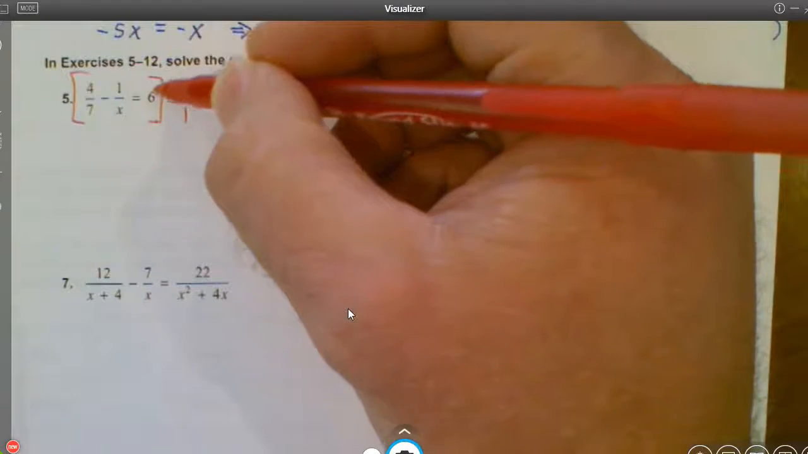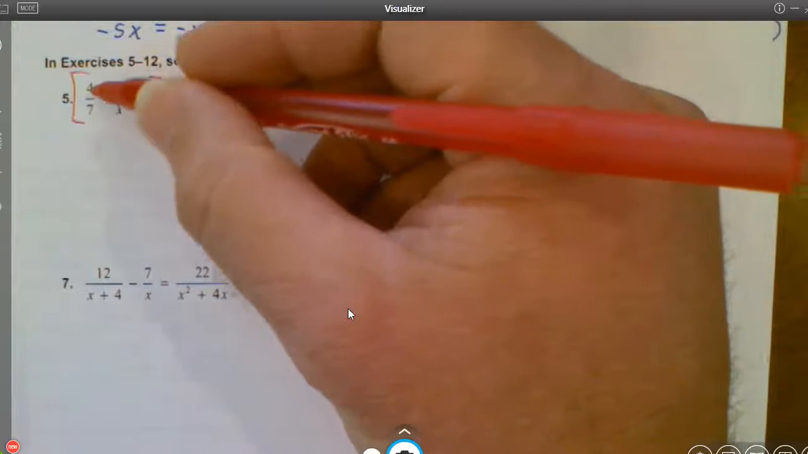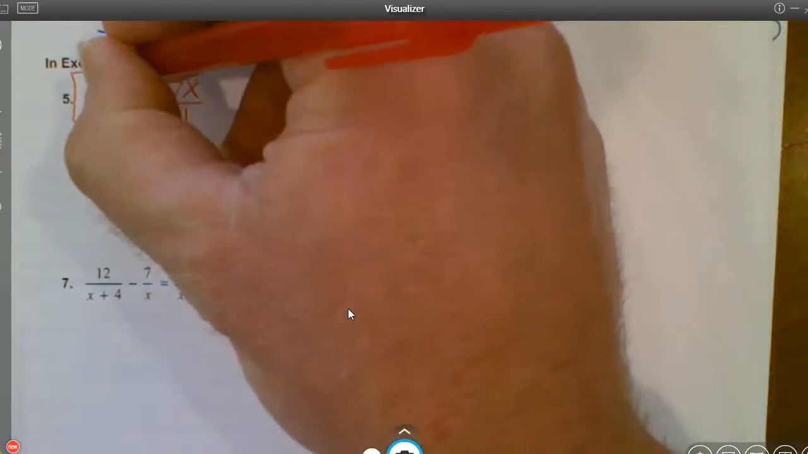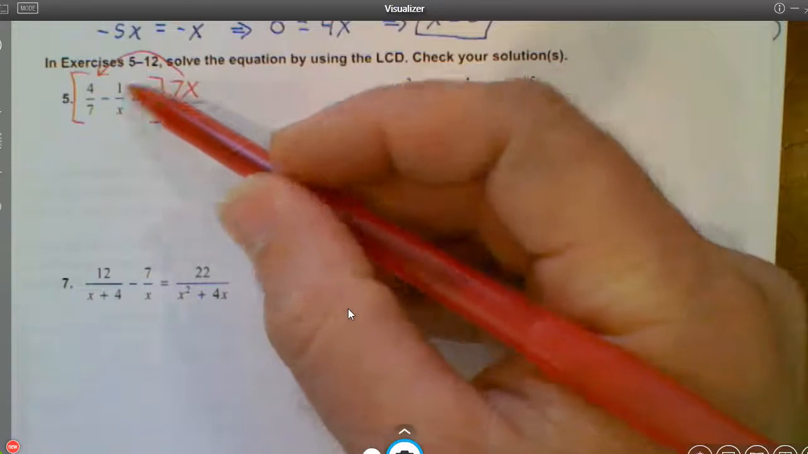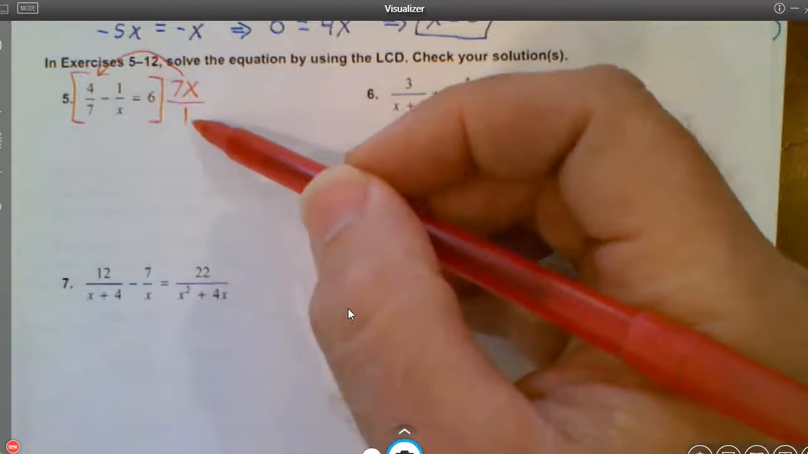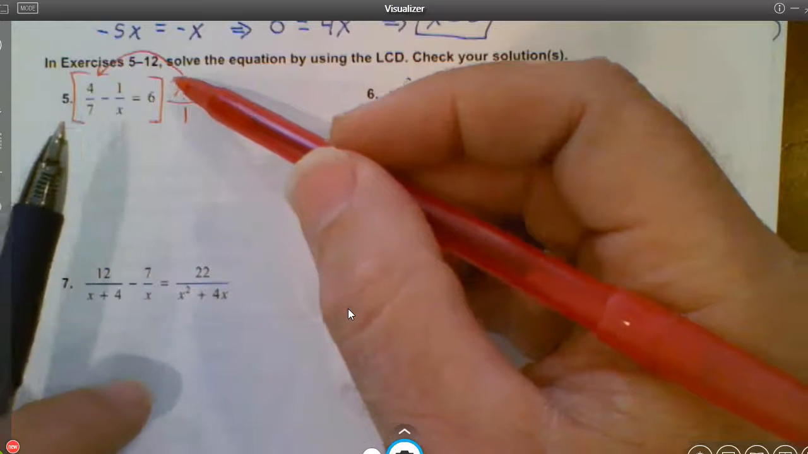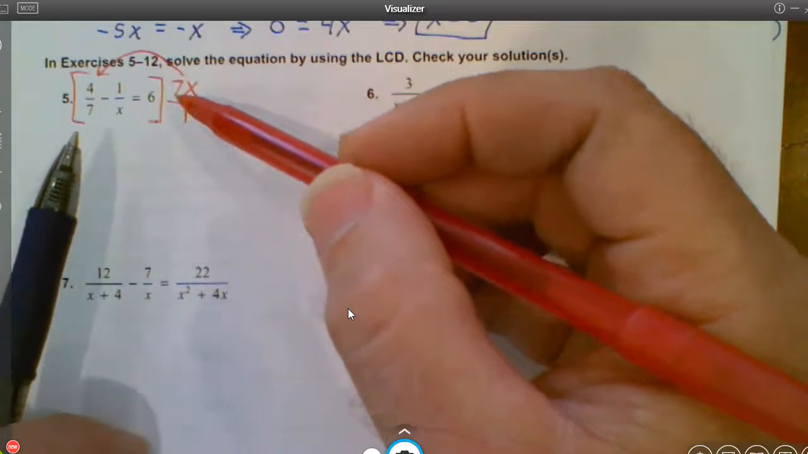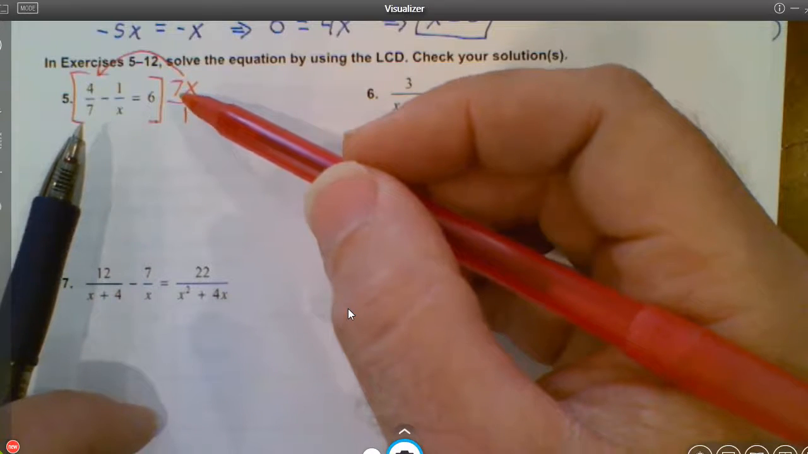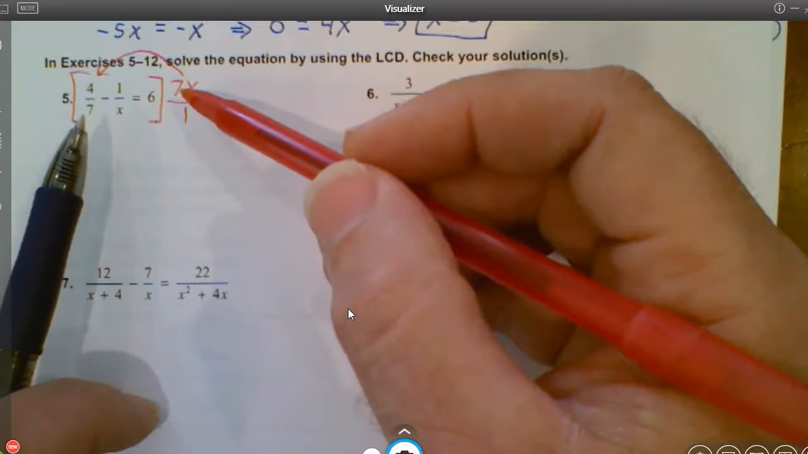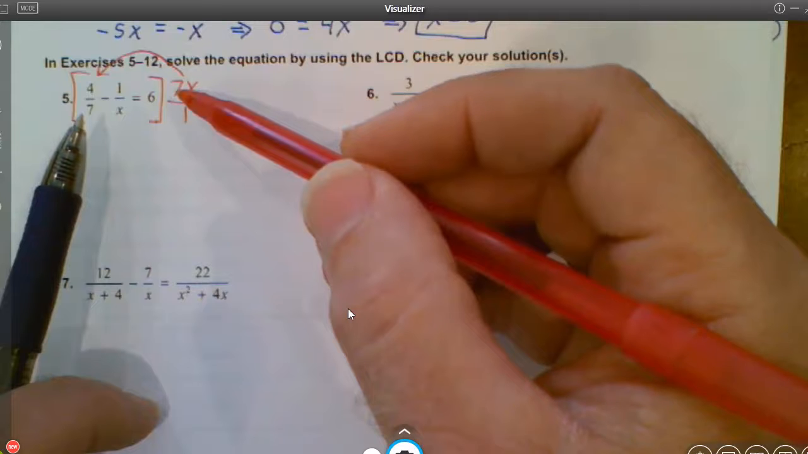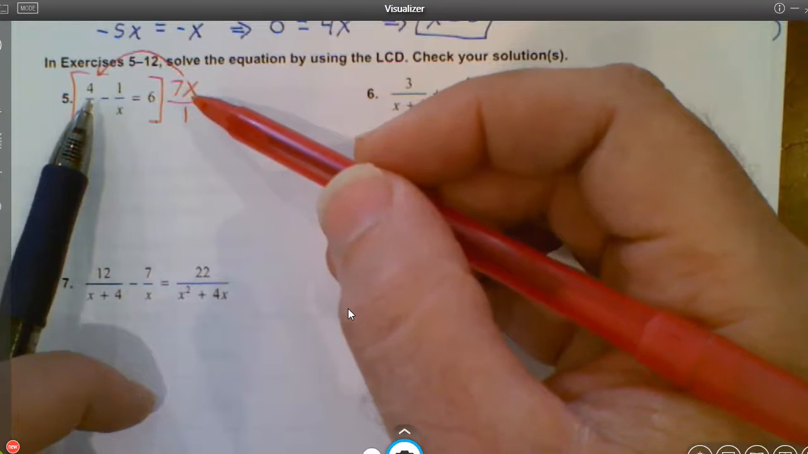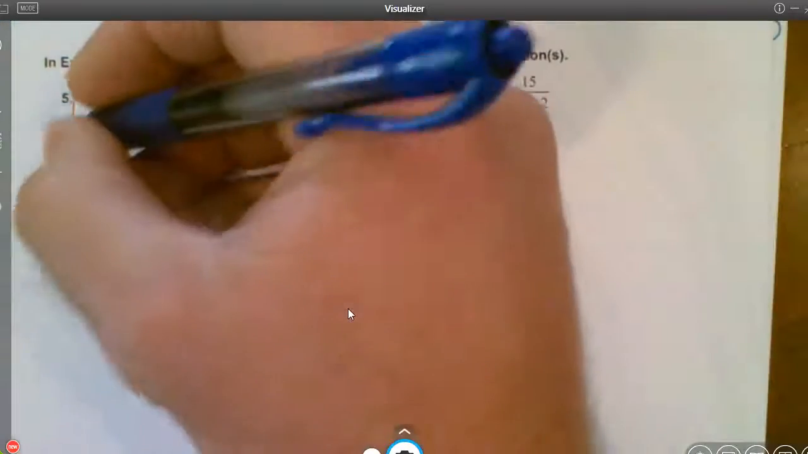Sorry, let me get my hand out of the way. We distribute this to all three terms in the problem. I'm going to start with my first term. If I multiply this times this, notice my 7s cancel, which is the whole point of using this, because I want to cancel out that 7. I have a 7 on top and another 7 on bottom, so they cancel. What would I be left with? All I have left is the 4 and the x. So that's what we're going to bring down.